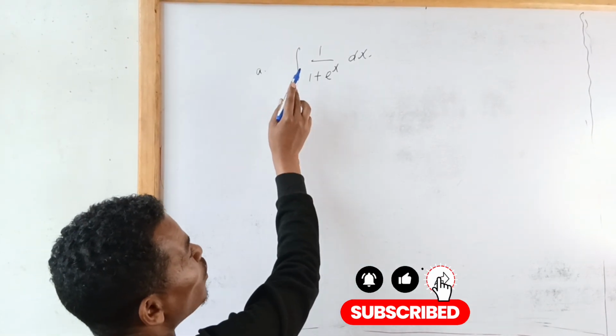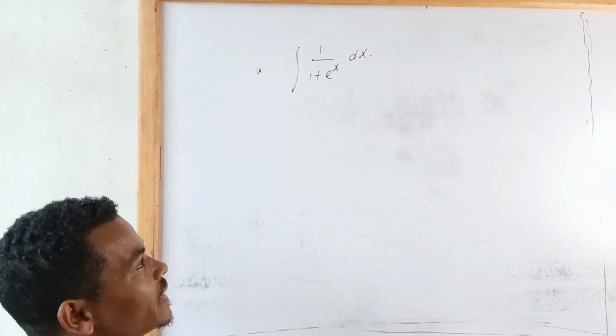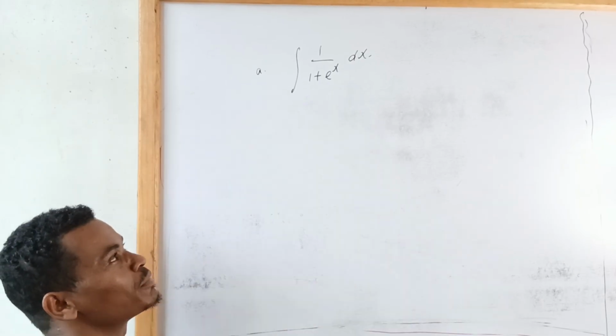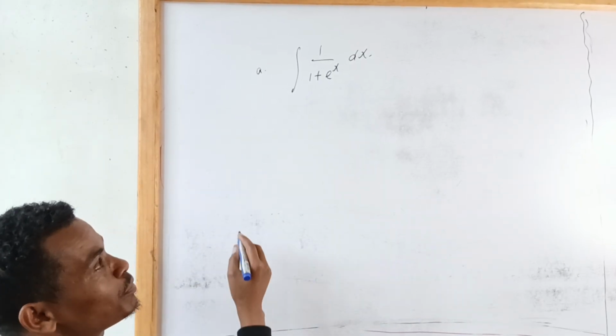Okay, integration of 1 over 1 plus e to the power of x dx. So, how can I integrate this one? Again, the method is integration. Okay, so let's apply the substitution method.